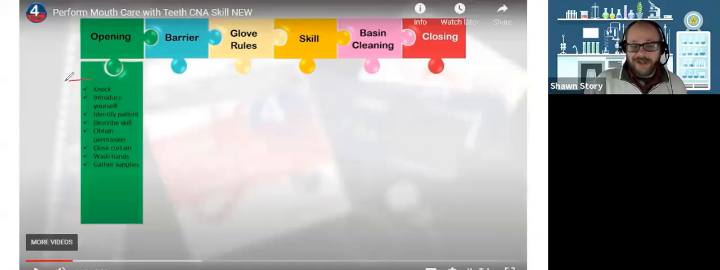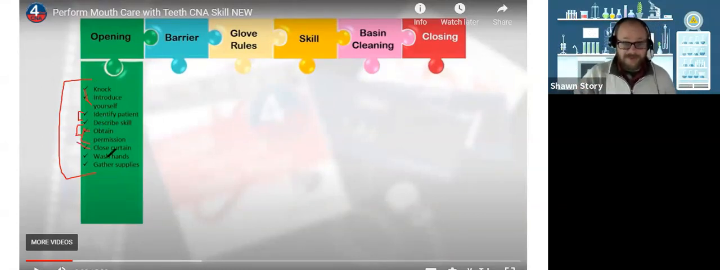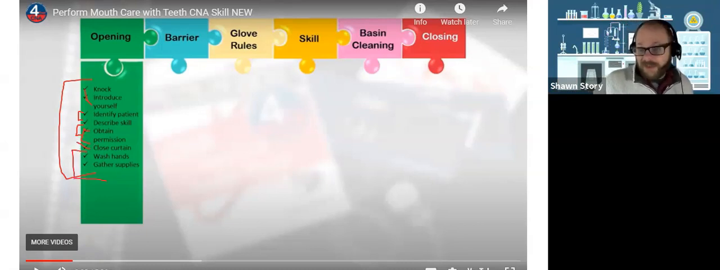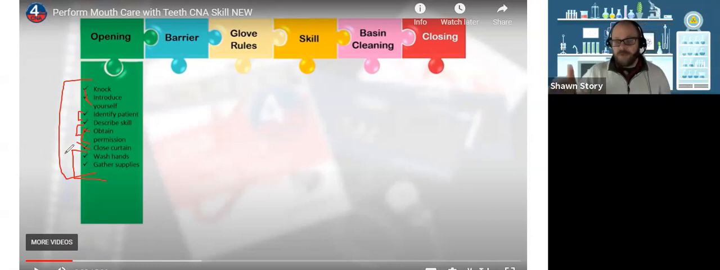All right, so the opening is exactly the same, right? You get into that habit of knock, introduce yourself, say to the patient, hi, Mrs. Jones, I'm here. I'm going to help you brush your teeth this morning. Would that be okay with you? Let someone close the curtain for privacy. First, let me wash my hands and gather my supplies. So this becomes a very natural routine because it's the same thing you do every single time.